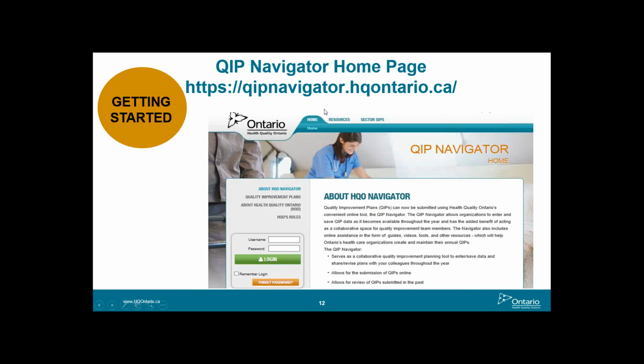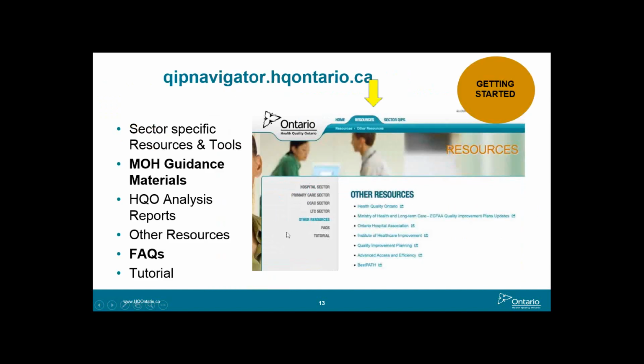Okay, here we go. Here's Navigator. You can see at the top that's our main login, where you go to log in. And when you go to that page, this is what you see. So there's a Home tab, a Resources tab, Sectors tab. Down on the side, you'll see more information about quality improvement plans, about HQO, and some of our roles. And there's the login section for Navigator.